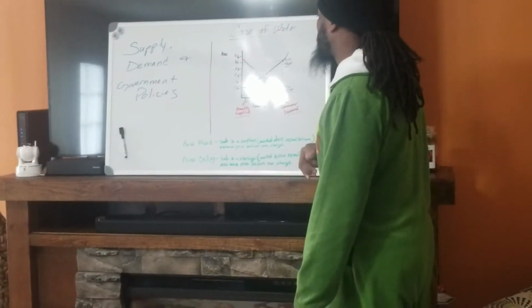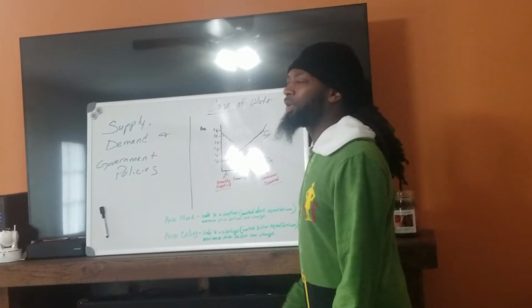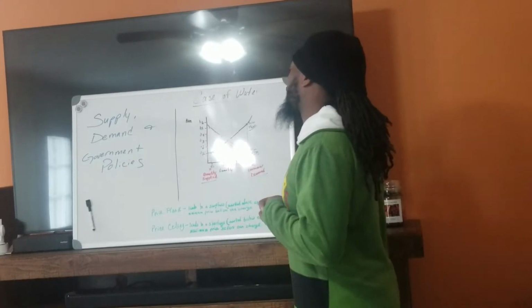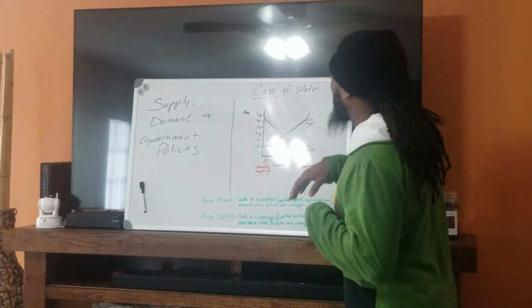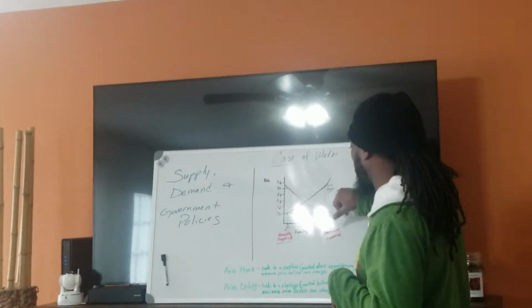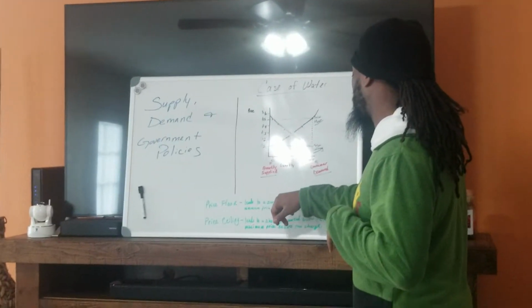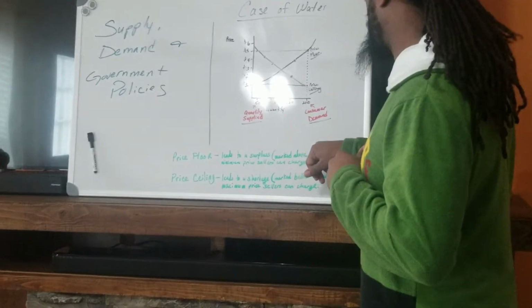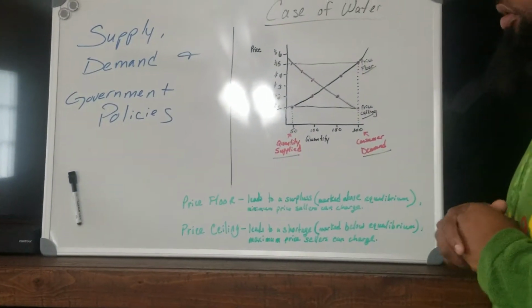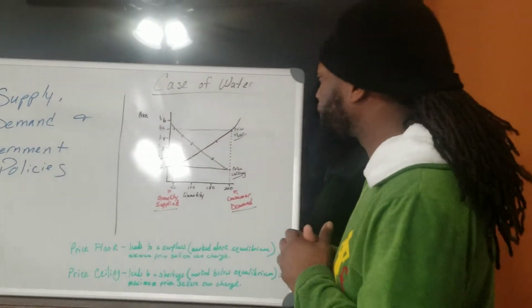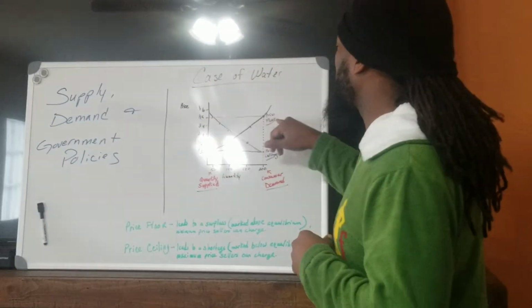All right, and so the government may say, you know what, the sellers aren't making a lot of money. We need to set it a little bit higher so they can make a little bit more money. So they'll come in and set a price floor, which leads to a surplus in supplies, and it's typically marked above equilibrium, and it's the minimum price sellers can charge for their product. Well, that sounds real good.